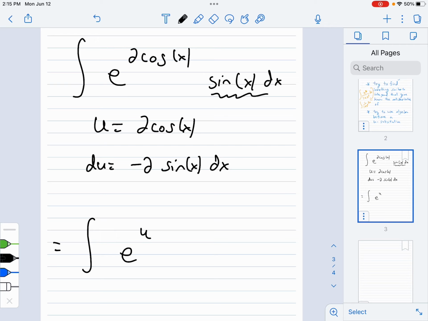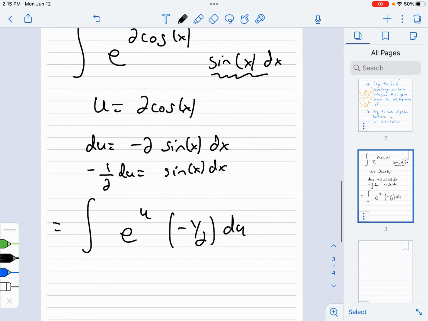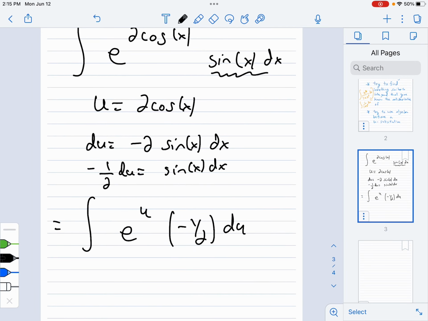It's not exactly sine of x, but what I can do is this. I can multiply both sides of the du by negative 1/2, and sine of x dx would be minus 1/2 du. That whole thing with the sine x dx will get replaced by that. And that's what you often have to do with these problems. You pick your u, you find your du, and your du is often a multiple of the integrand that appears, for which you took the derivative. So that sine x dx part is negative 1/2 of the negative 2 sine x, is what I'm saying with that.